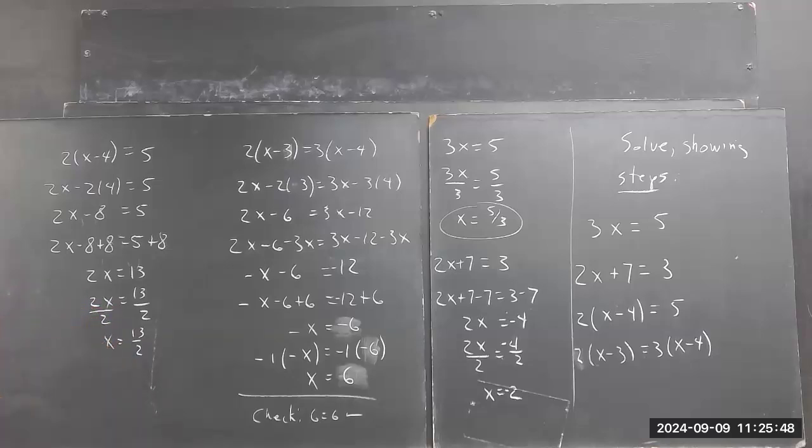we want the improper fraction. Now, 4 is 8 halves. You subtract that from 13 halves, you get 5 halves. And 2 times 5 halves, the 2's divide out, and you end up with just a 5. So that checks.